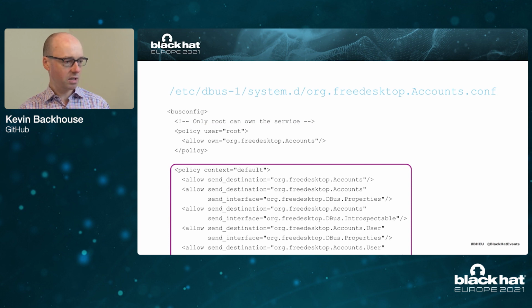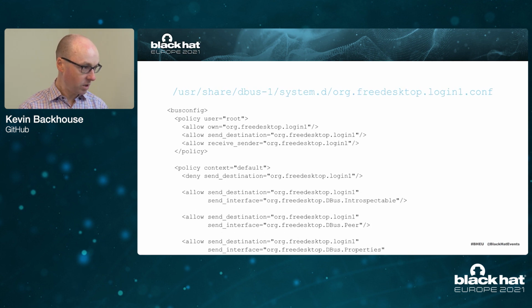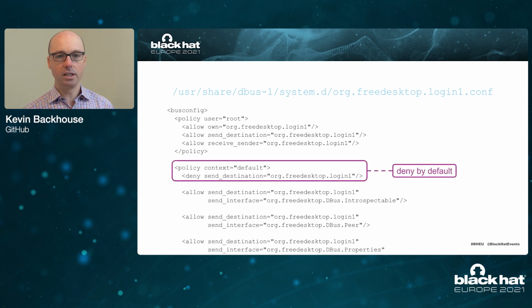Now, these aren't quite so interesting, because I was going to show you a second one here. So this is the config file for systemd login-d. And what you see here is that login-d has this rule which says deny by default. So that's something that you can do if your service is highly security critical, like login-d is.